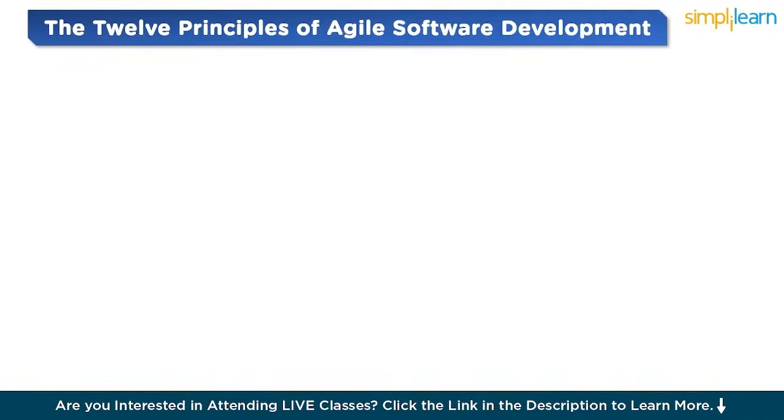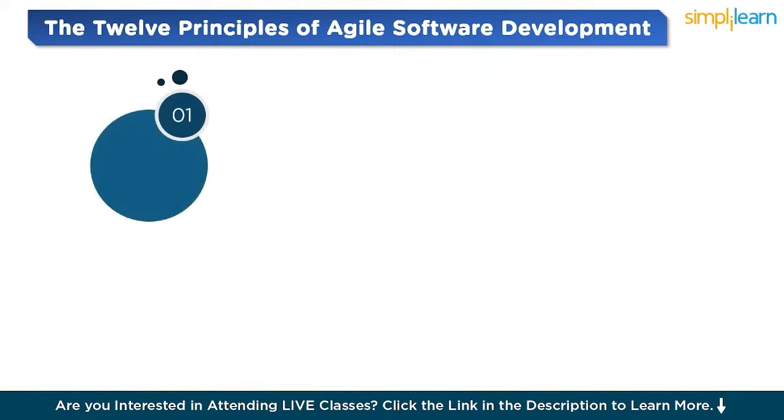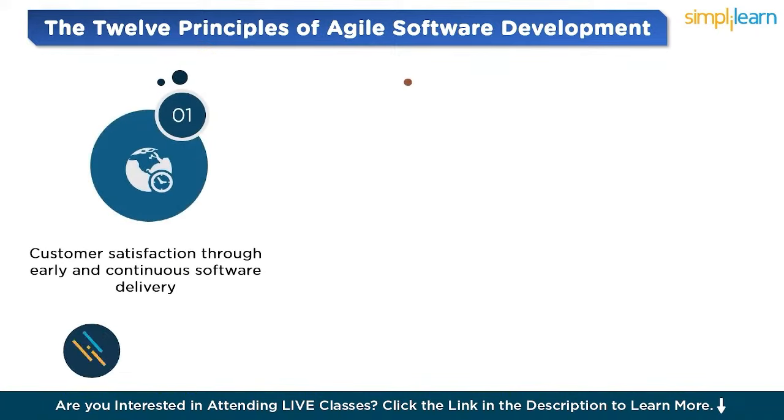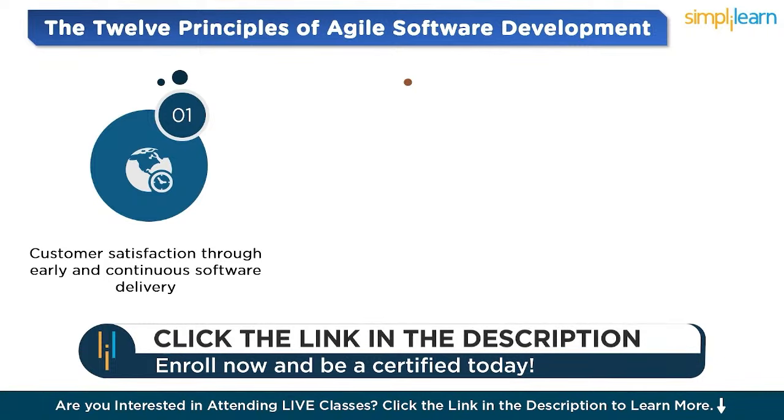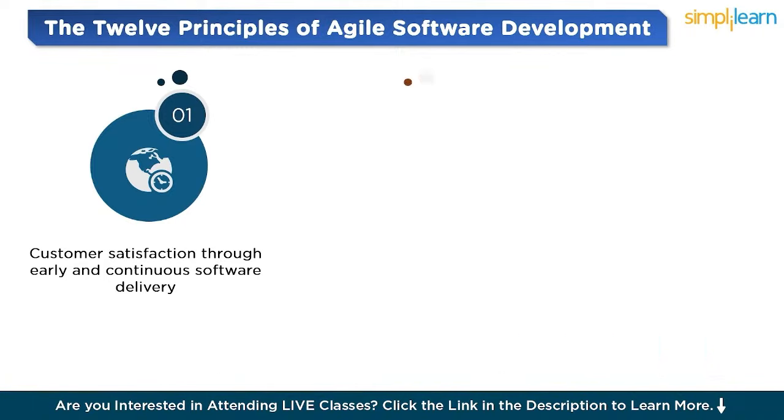The 12 Principles of Agile Software Development. The 12 Principles of Agile Software Development, as outlined in the Agile Manifesto, advocate for customer satisfaction through early and continuous software delivery. Prioritize getting a functional product to the customer as soon as possible, then updating it regularly. Example, a team releases a basic version of an app to meet initial user needs, then adds new features based on feedback. Welcoming changing requirements even late in development.